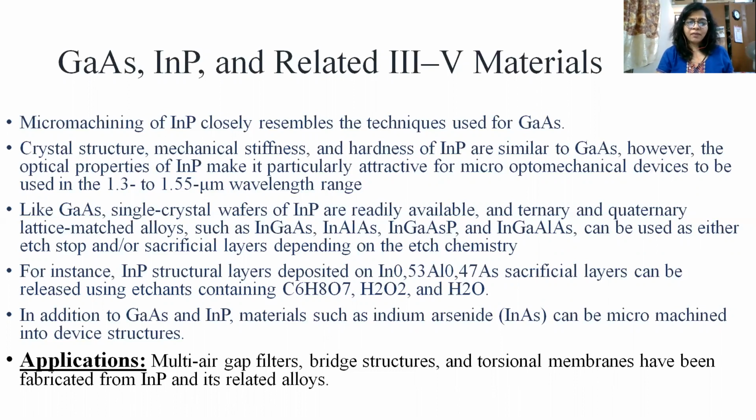For instance, an indium phosphide structure layer deposited on an indium aluminum arsenide sacrificial layer can be released using an etchant containing H2O2 and water. In addition, gallium arsenide and indium phosphide materials such as indium arsenide can also be micromachined into devices. Applications are multi-air gap filter, bridge structure, etc.